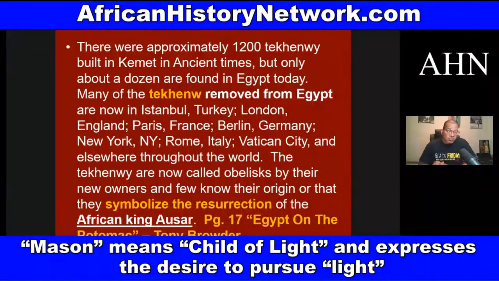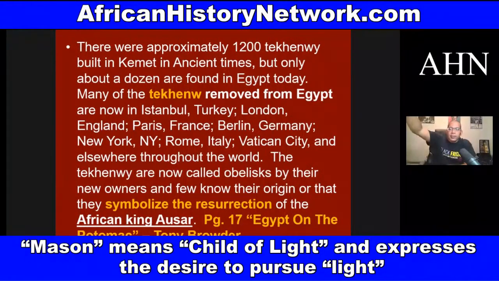Some sources will say less than 12, some will say about 7 or so. Somewhere between 7 to 12. Many of the Tekkenu removed from Egypt are now in Istanbul, Turkey, London, England, Paris, France, Berlin, Germany, New York City, Rome, Italy, Vatican City, and elsewhere throughout the world.